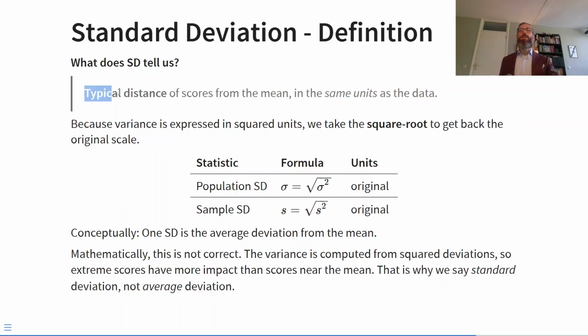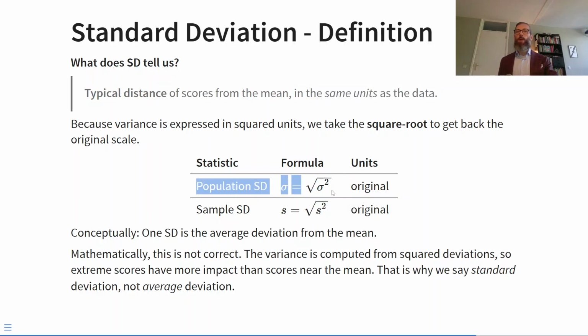It tells us what is the typical distance of individual scores from the mean in the same units as the original variable. So because variance is expressed in squared units, we take the square root to get back the original scale. And this applies regardless of whether it's the population standard deviation or the sample standard deviation. You just take the square root of the population or the sample variance, and then you get back the original units. Conceptually, you can think of the standard deviation as the average deviation of individual scores from the mean. Mathematically, this is not exactly correct.